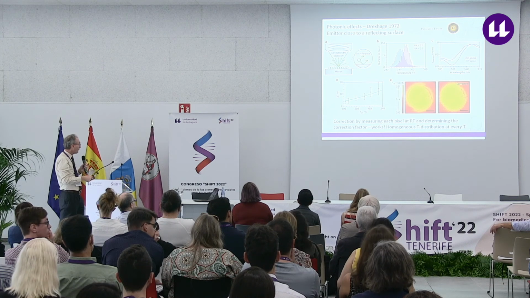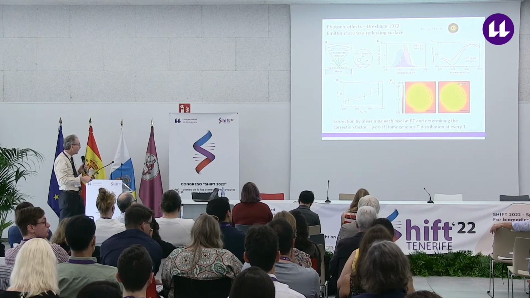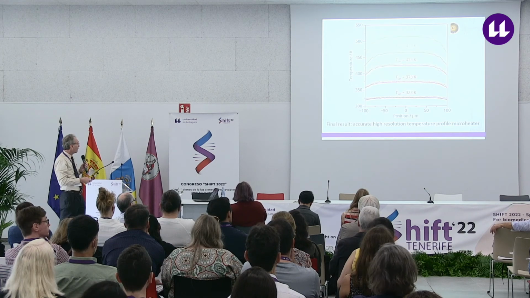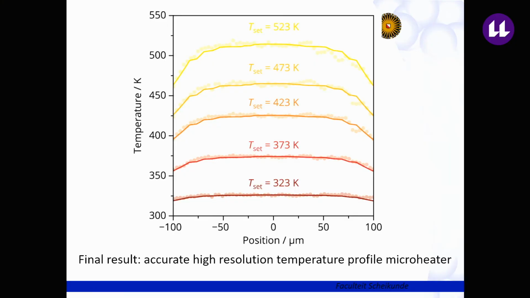If we correct for that, and we can correct for that, it's not easy, but then you get a nice homogeneous temperature distribution. And you can see that at elevated temperatures, it starts to fall off at the edges, but in the middle, it's nice and flat.